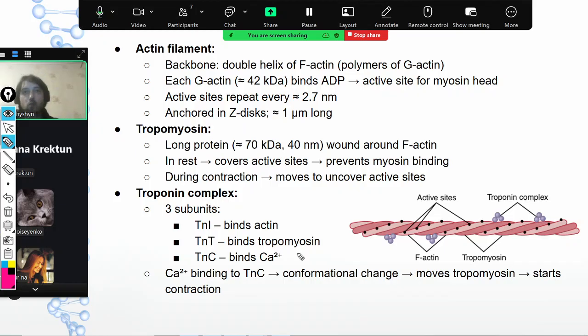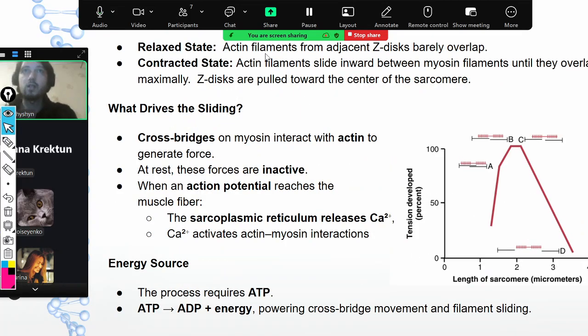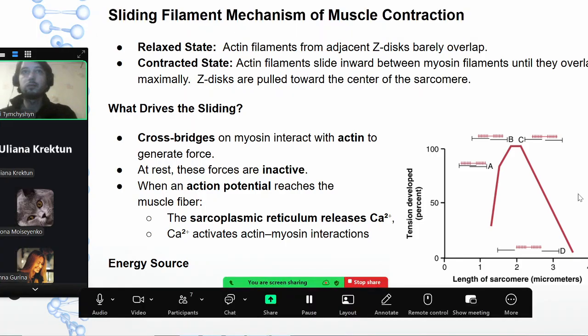And when calcium binds to the TNC, that signals that it's time to do something, so its conformation changes and it moves the tropomyosin and reveals all those binding sites. So we can start contraction because now we have where to bind and how to perform something. Here are a few more images regarding the sliding filaments mechanism.